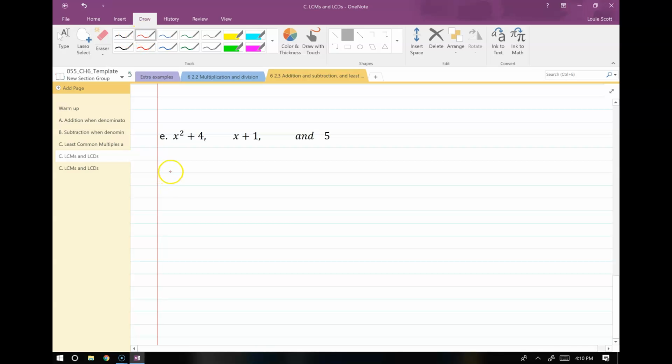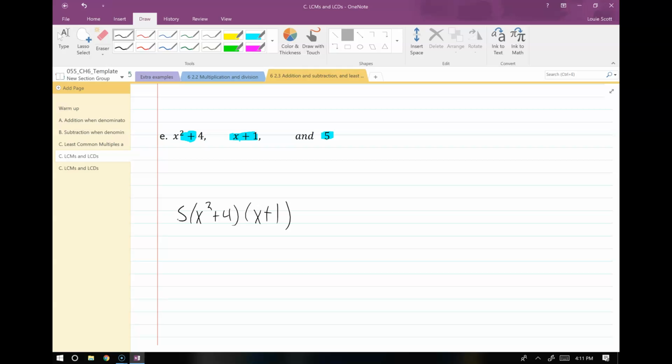So when we look at these, first of all, because you guys are excellent students and you listen to me very closely, you know that this first one is not factorable because it's x squared plus a constant term. And x squared plus a constant term is never factorable, right? x plus 1, we can't really factor that, can we? 5, that's prime. So our LCD is just all these things multiplied together: x squared plus 4 times x plus 1 times 5. So if everything's prime, you just multiply it all together, and that's your LCD.